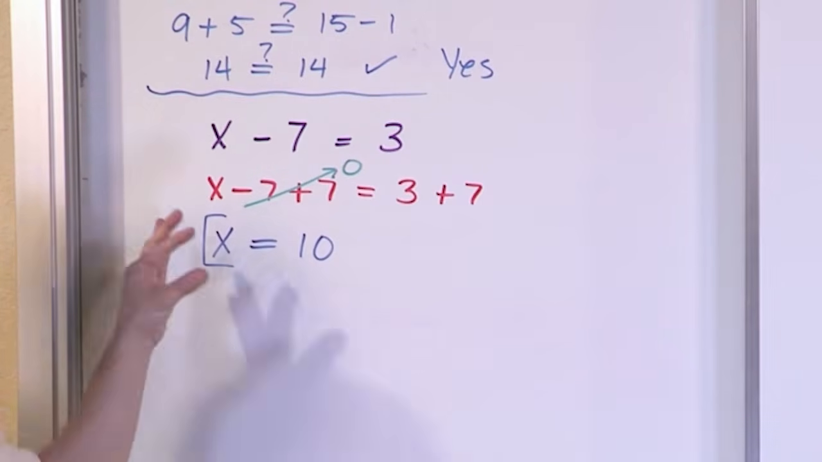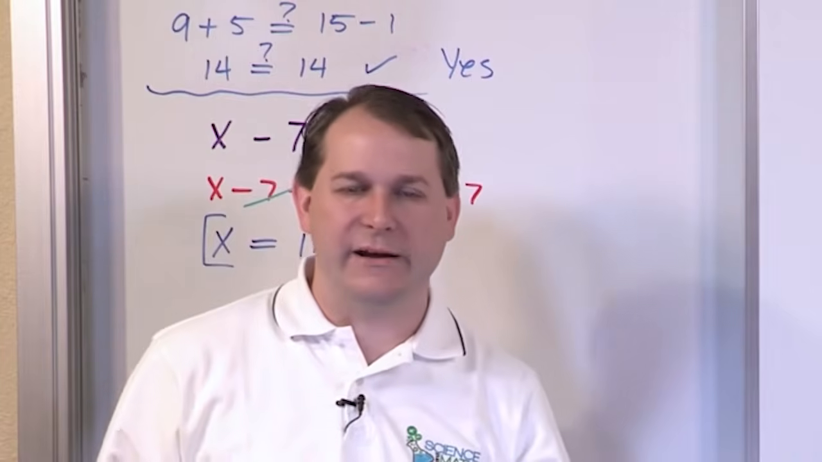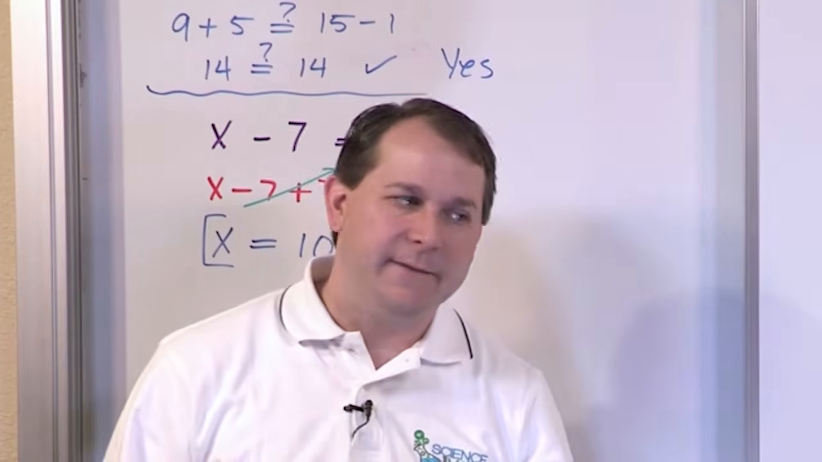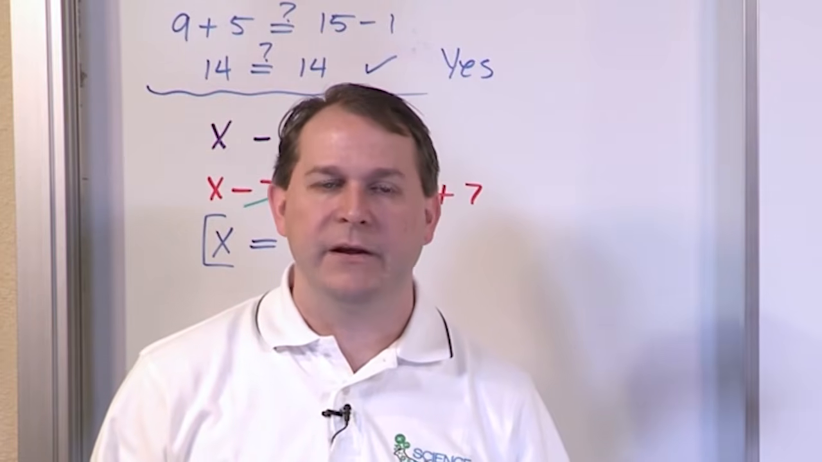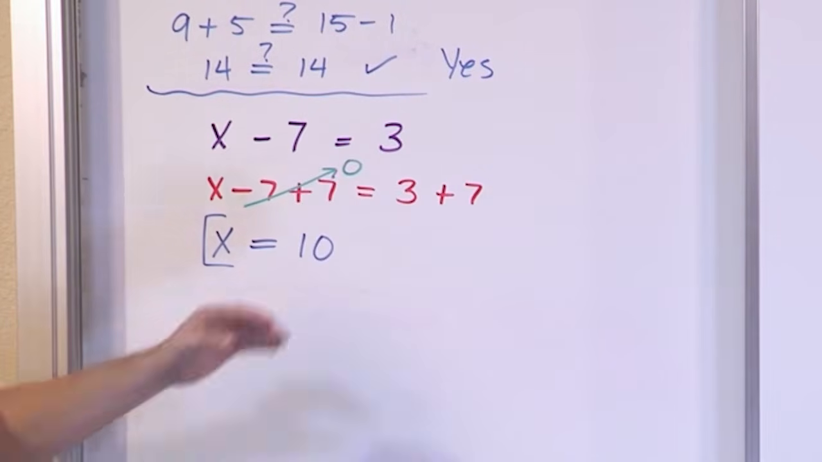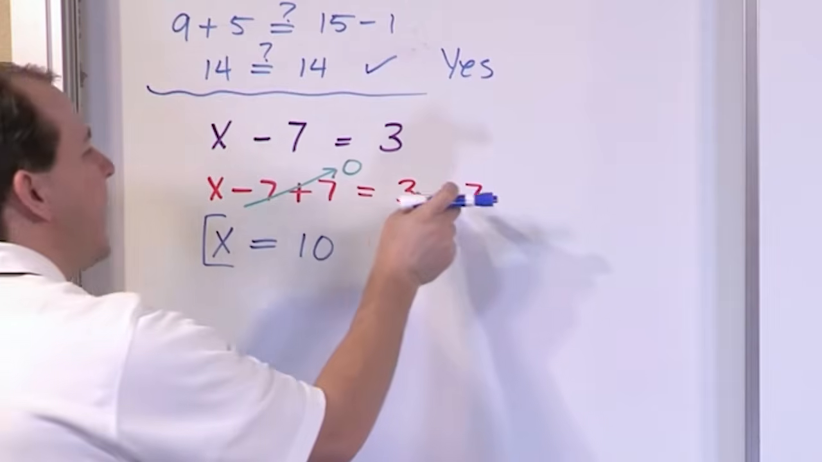So this is obviously a really simple problem that you don't really have to use algebra to solve. But like I'm saying, very soon we're going to get to some problems that you will definitely not be able to solve by looking at them. So get in the habit of writing this down. You add 7 to the left, you add 7 to the right.